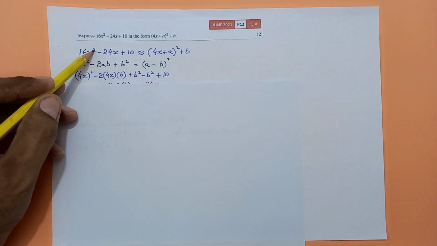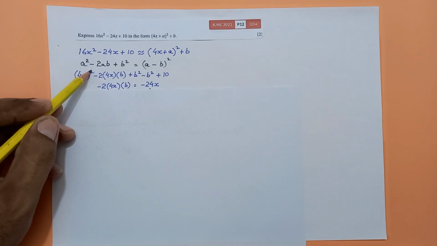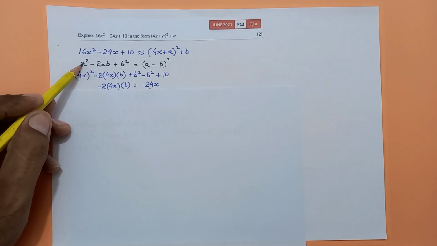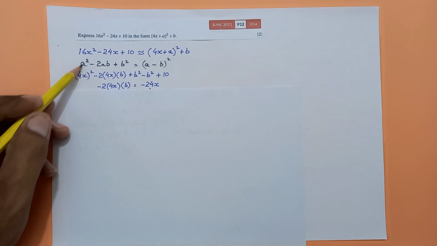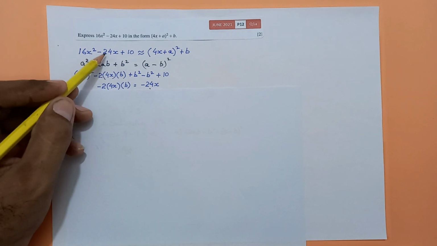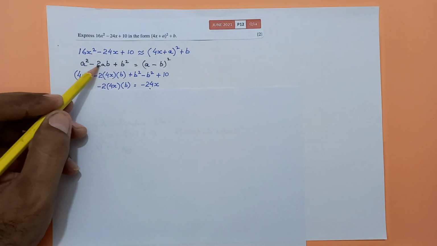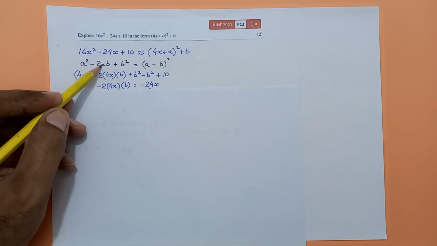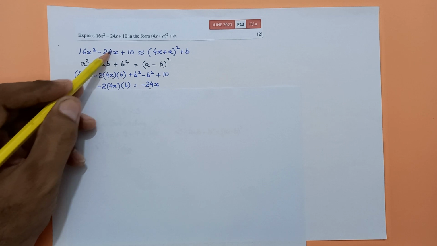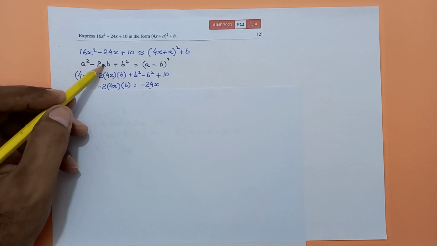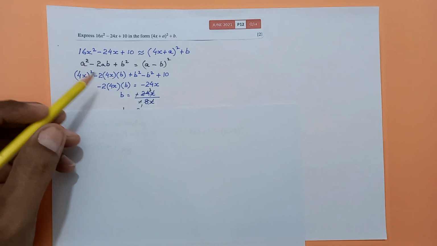This 16x², when converted to a proper square, would be (4x)². That means the value of a is 4x, not the coefficient, the value of a is 4x, and this negative 24x is basically representing −2ab. Because we know the value of a, which is 4x, we could simply equate both of them and we could get the value of b. So the process is very simple.